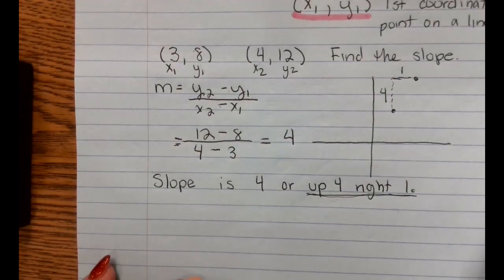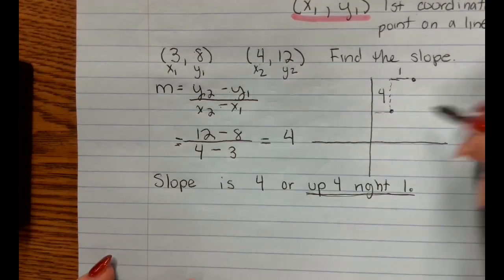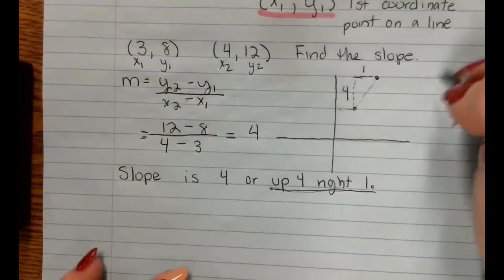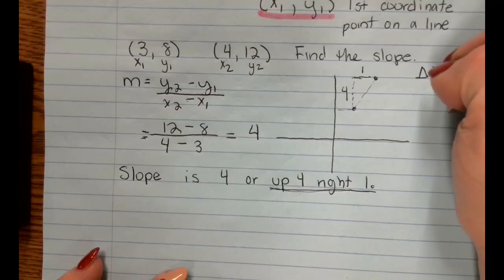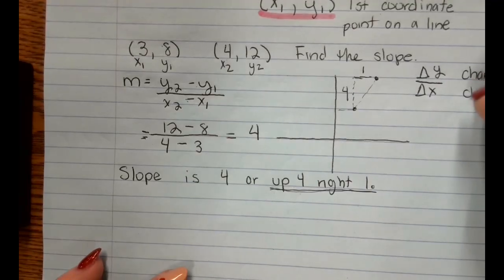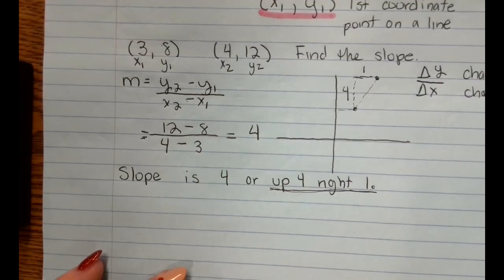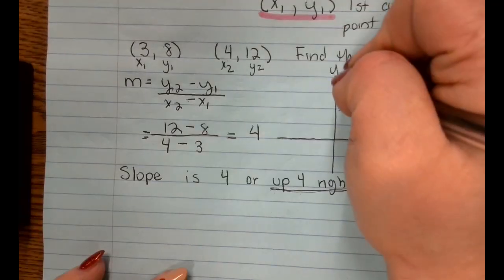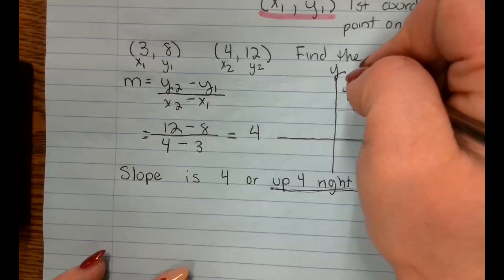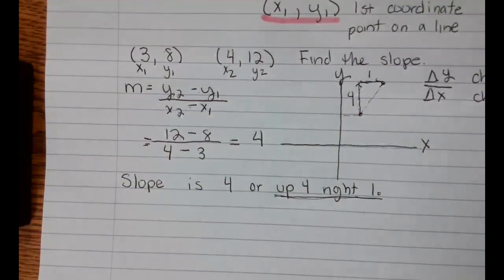If you have graph paper, you can always just graph these 2 points and count your rise over run. You don't have to do the formula. There's other ways to solve it. So again, that is your slope. If you want to be fancy, slope is delta y over delta x, which just means change in y over change in x. That doesn't make sense unless you know that this is your y-axis and this is your x-axis. So your y-axis is your up and your x-axis is your right.